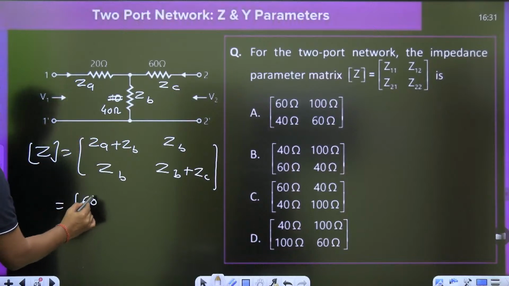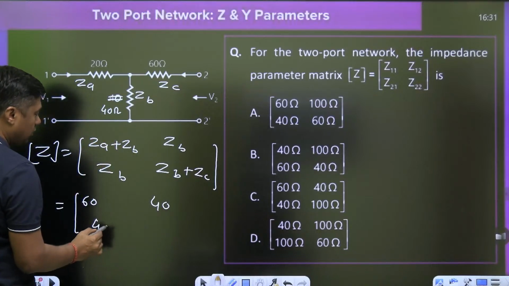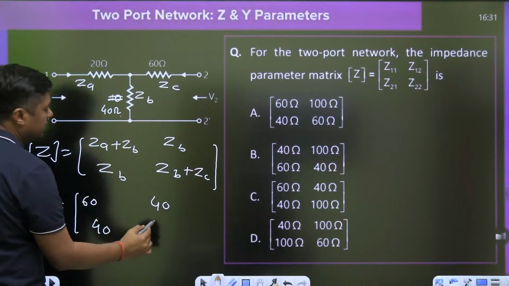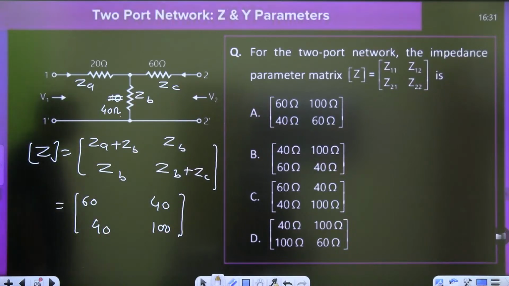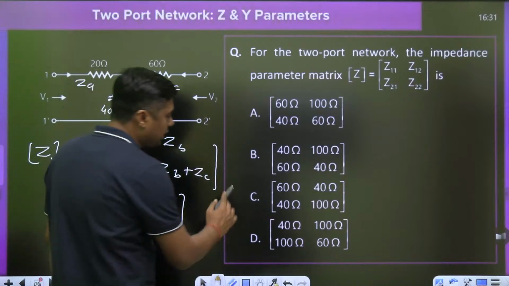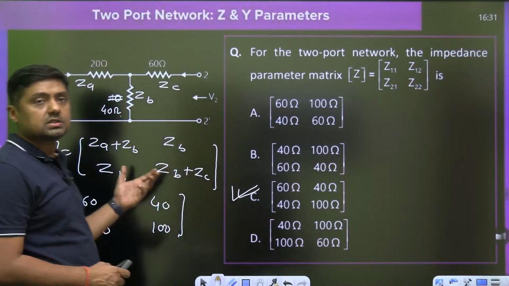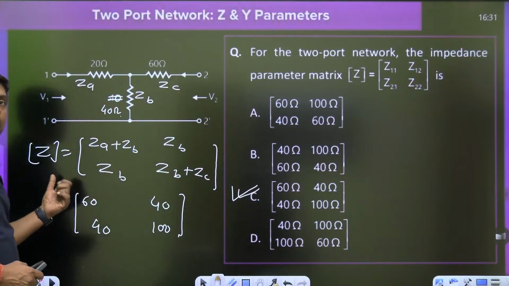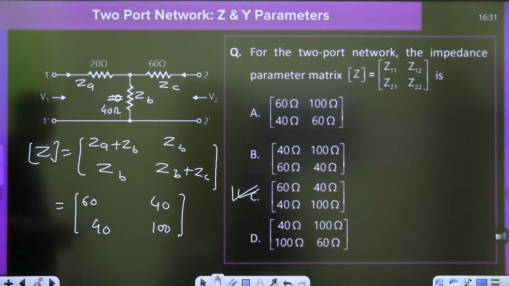Now tell me which answer is correct. What is ZB? 40. What is ZB? 40. ZB plus ZC is 100. So 60, 40, 40, 100. Option C is correct. So you have to use the standard answer only, guys. This one, 60, 40, 40 and 100, you can directly tell the answer. So give me the answer in the comments box.